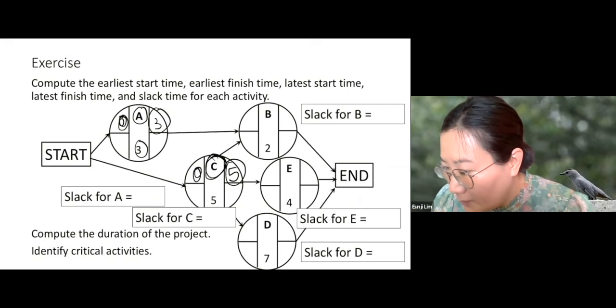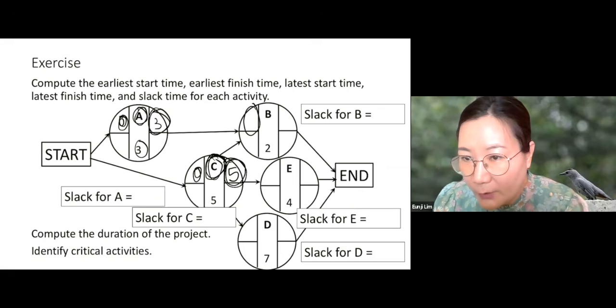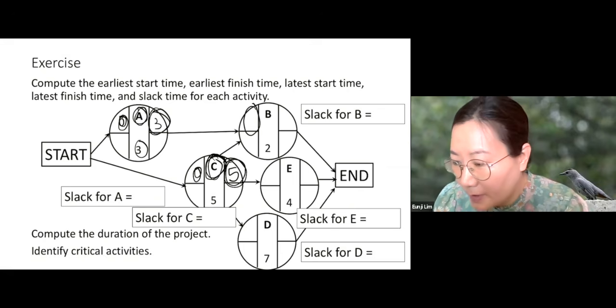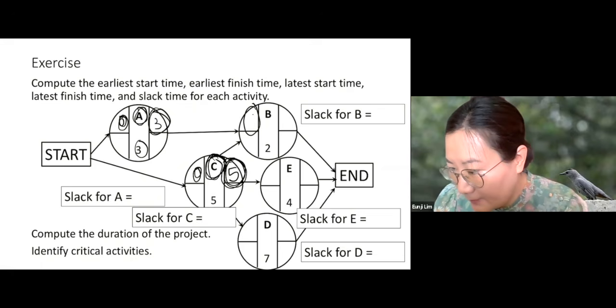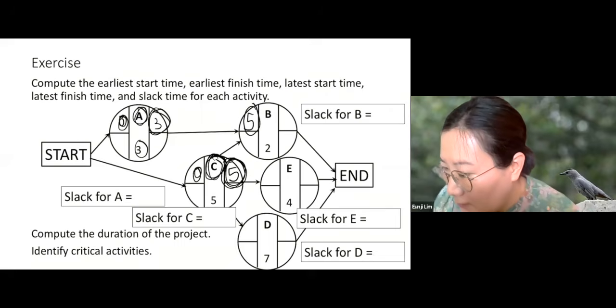Now let's go to B. What's the earliest start time of B? Let's look at the predecessors, A and C. A is done at 3, C is done at 5, and we're waiting for both of them to be completed. So when are they completed? 5. Take 5, the maximum value. What's the earliest finish time of B? 5 plus 2 equals 7.